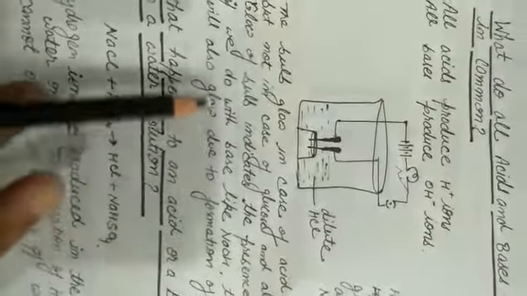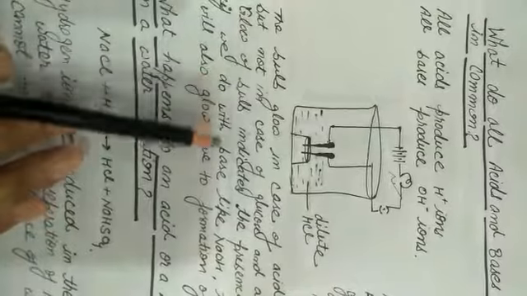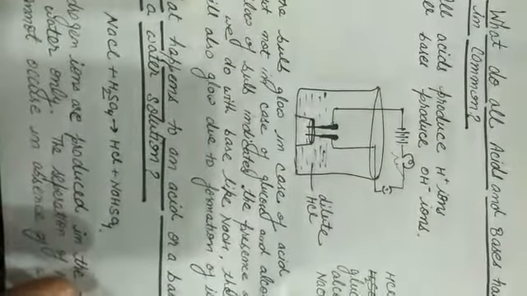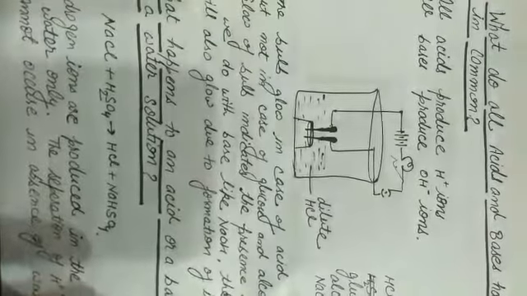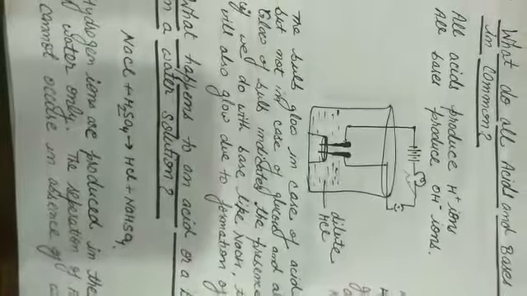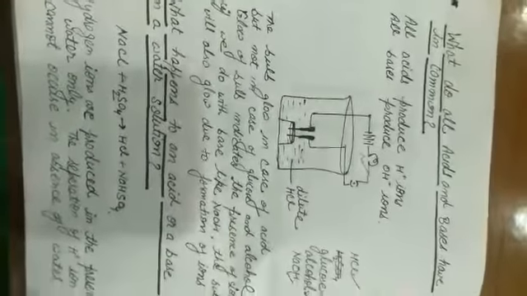So acid produces H positive ion and base produces OH negative ion, and due to formation of ions the electrons flow and electricity flows in the circuit. Now what happens to an acid or base in a water solution?